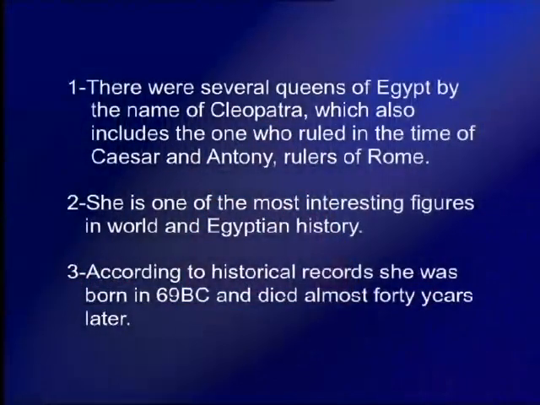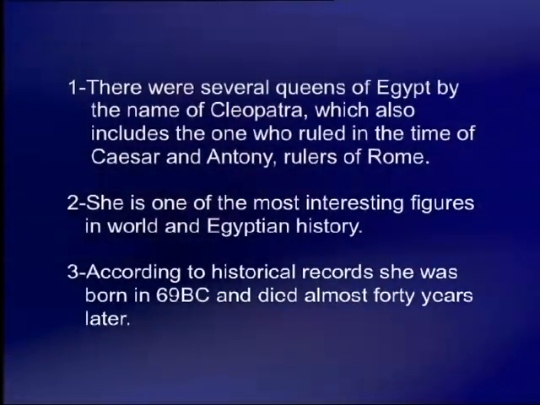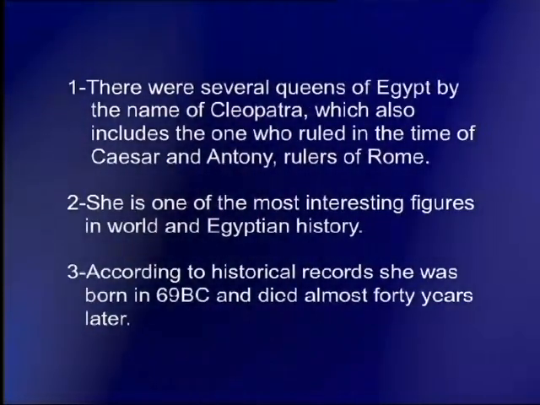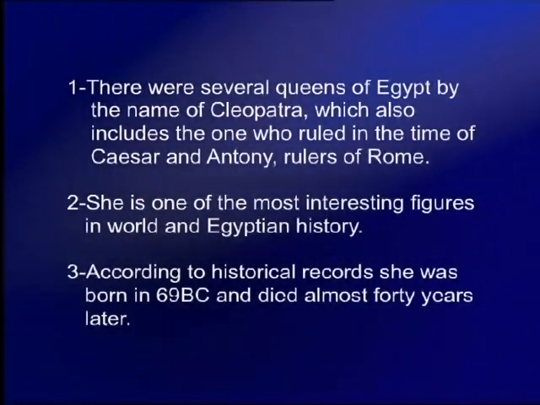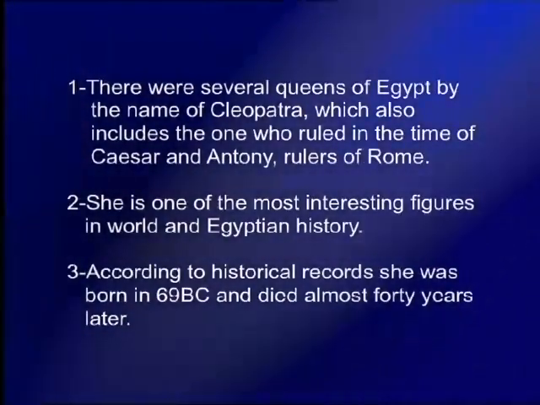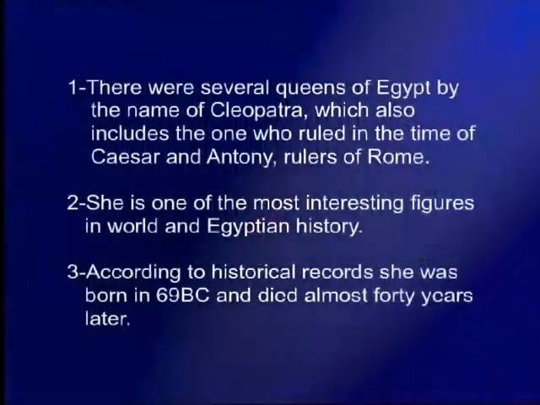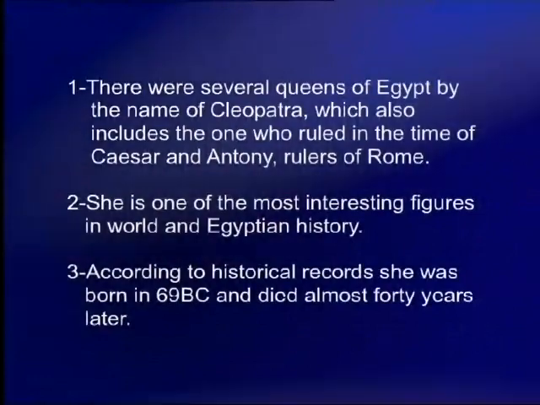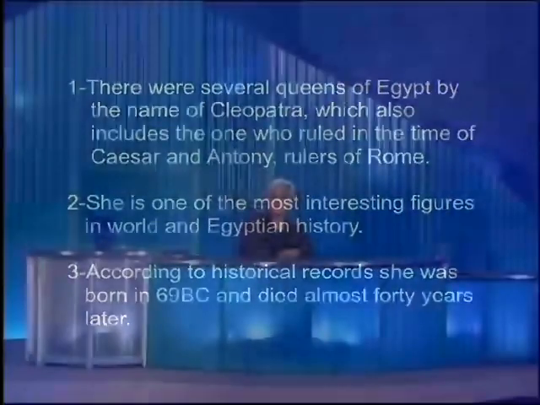Sentence number 1. There were several queens of Egypt by the name of Cleopatra, which also includes the one who ruled in the time of Caesar and Antony, rulers of Rome. Now this sentence contains facts only, which may be found and checked in any historical book, historical records. Sentence number 2. She is one of the most interesting figures in world and Egyptian history. Now, this sentence expresses an opinion. To some, Cleopatra may not be an interesting figure.